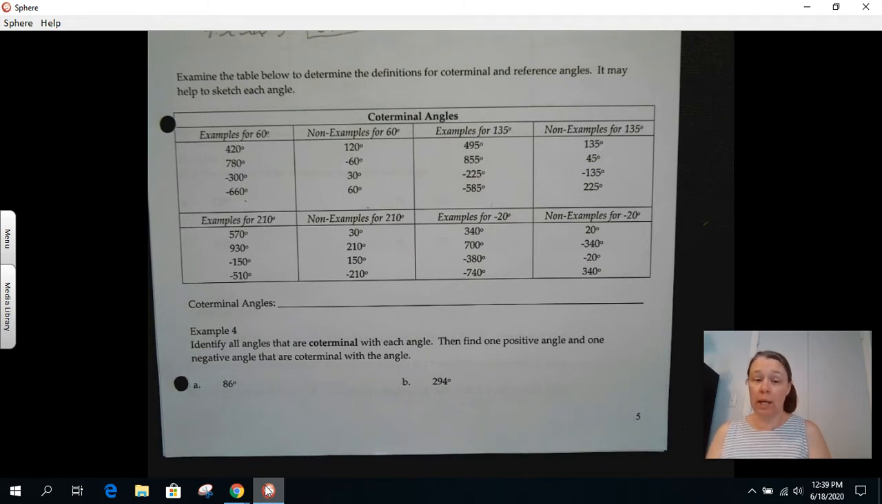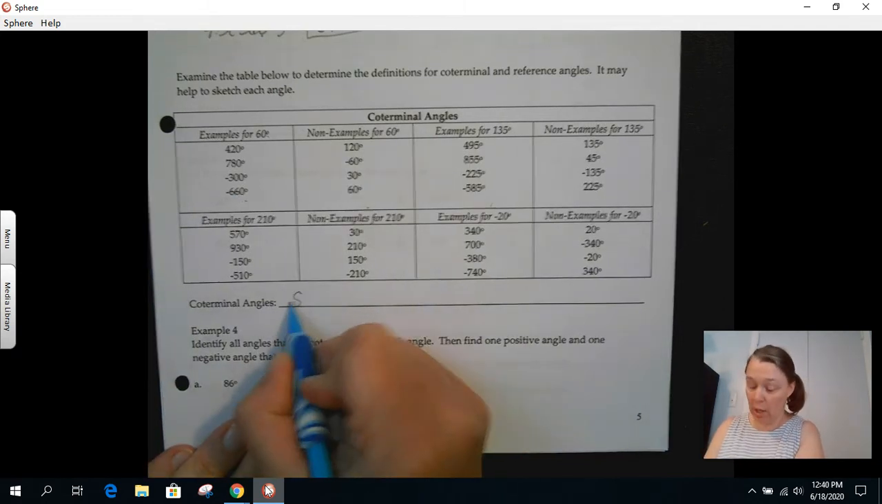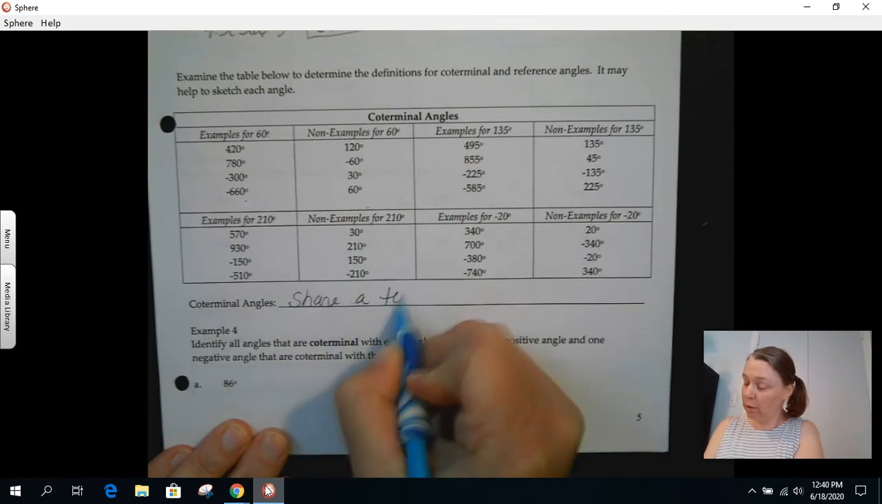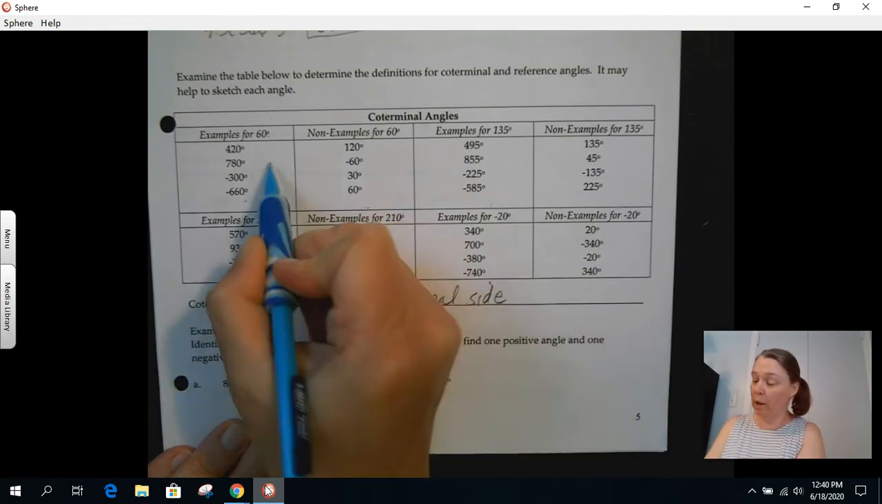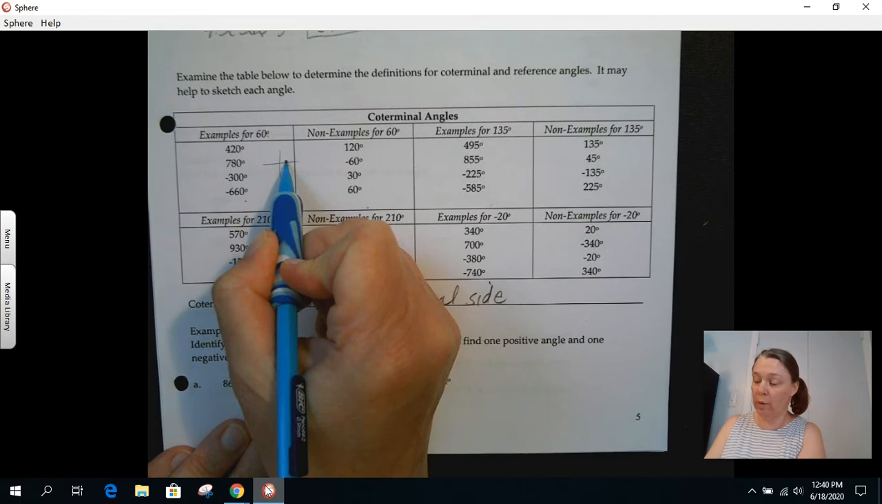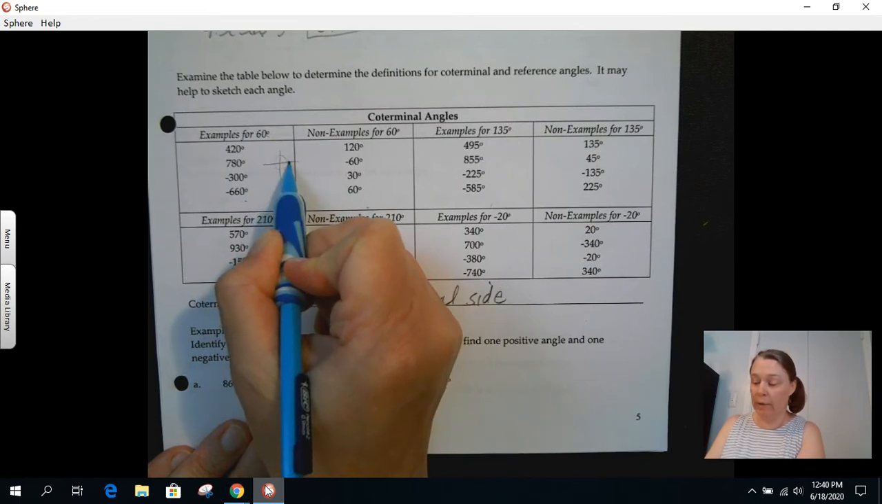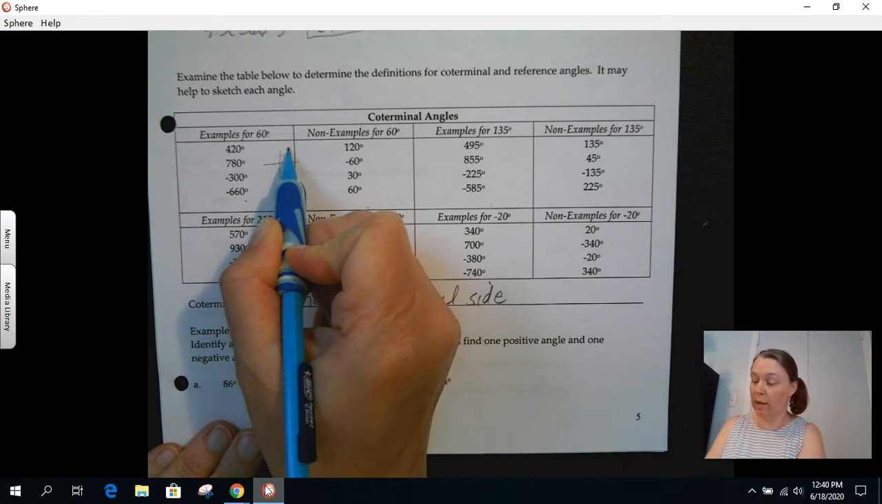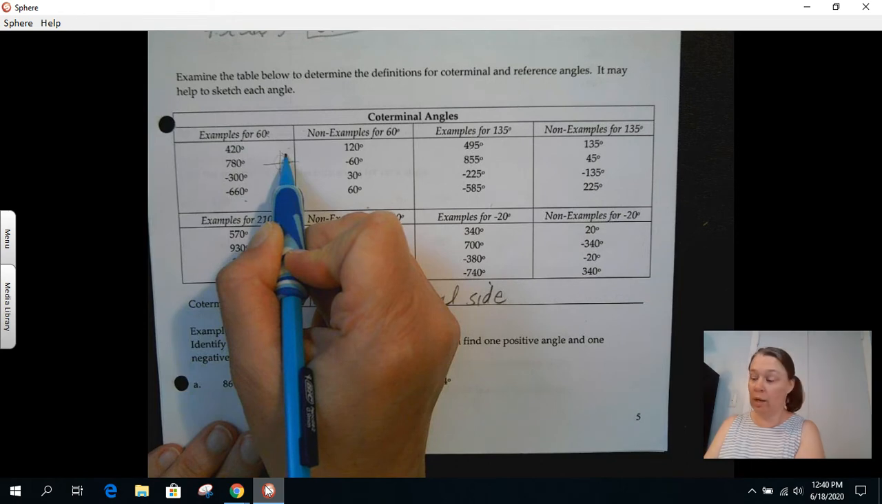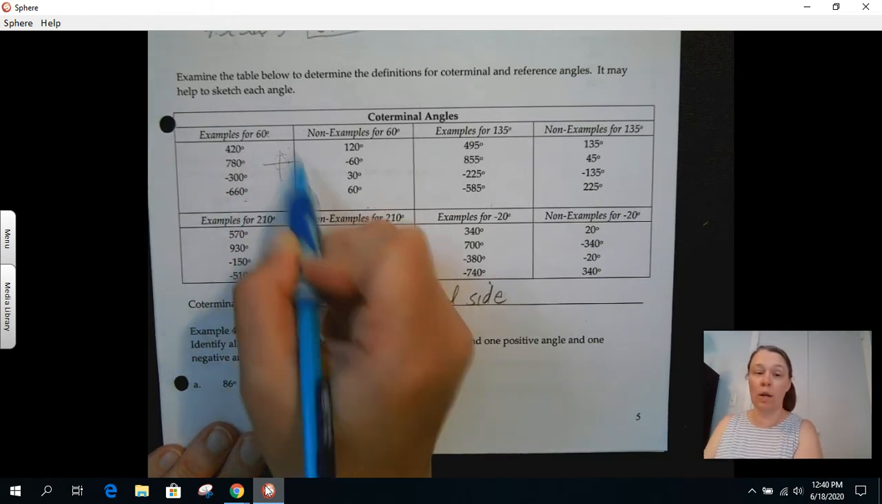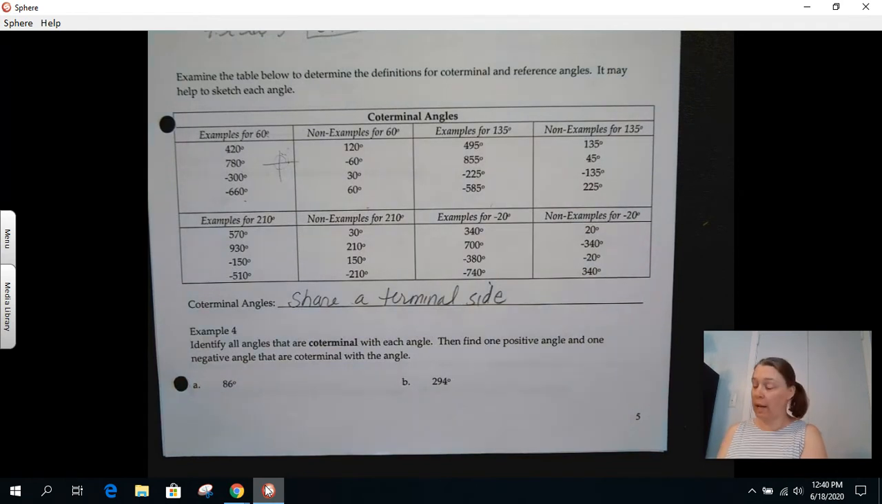What you should be noticing is that coterminal angles always end at the same spot. And so what that means is that they share the same terminal side. And that is going to be our definition of coterminal angles. So they share a terminal side. Right? Like if you were to graph 420, so 420 would be, okay, 360, and then I have to go another 60, okay, there's that. And then 780 would be 2 rotations, and then negative 300 would be going clockwise, right? And negative 60 would be going clockwise twice and then landing there. Okay, so they share the same terminal side.